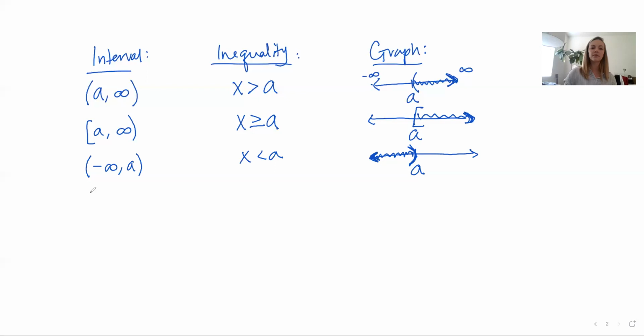Same thing, except now we're going to put a bracket there. So negative infinity to a with a bracket. So this is x is less than or equal to a. And then graph, almost exactly the same, but now we have a bracket at a, shade to the left.